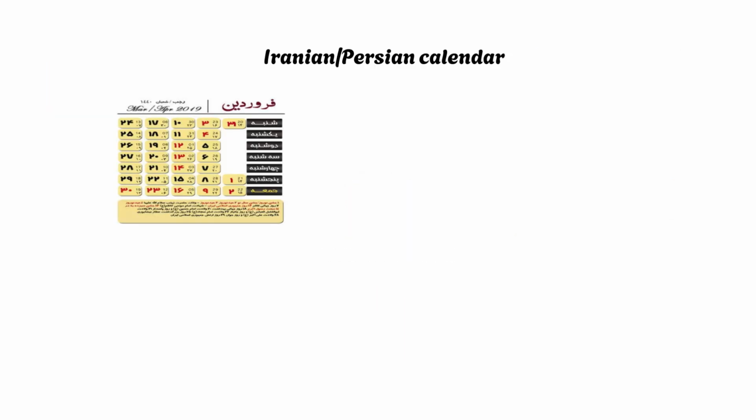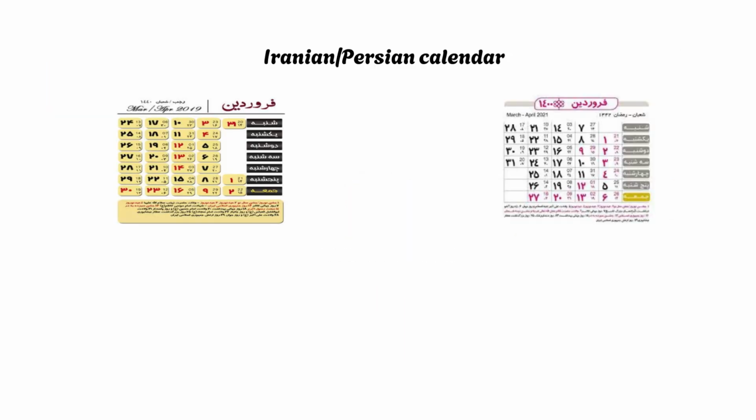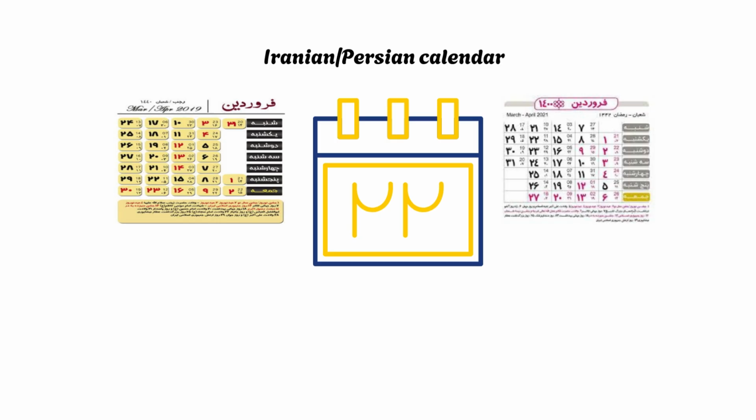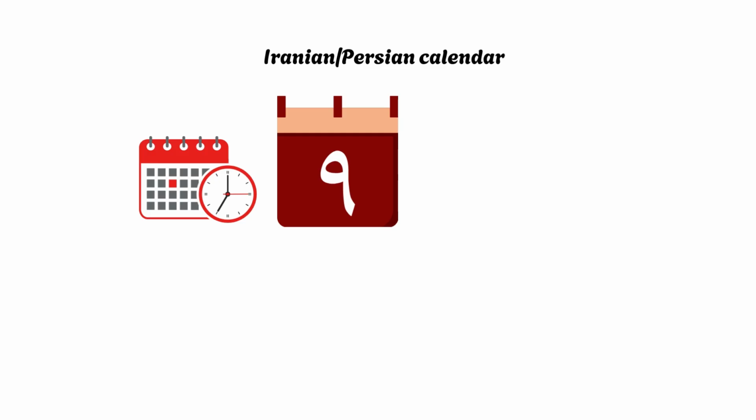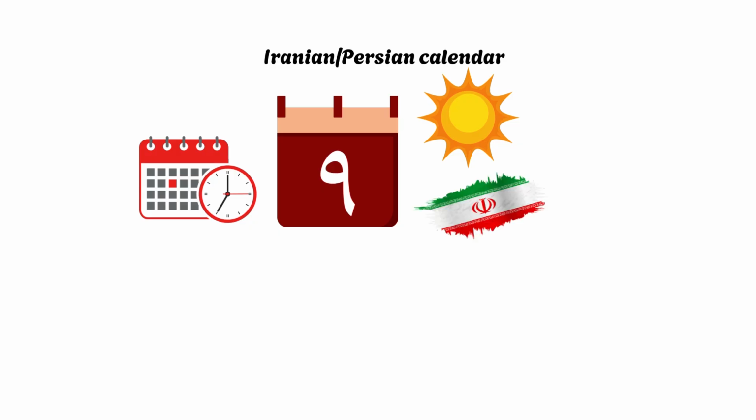Iranian Persian calendar. The Iranian calendar, also known as the Persian or Solar Hijri calendar, is one of the most accurate solar calendars in the world. The New Year Nowruz begins precisely at the spring equinox, usually on March 20th or 21st. It consists of 12 months. The first 6 have 31 days, the next 5 have 30, and the final month has 29 or 30 days, depending on leap years. It is used in Iran, Afghanistan, and nearby regions. Its precision in tracking the solar year makes it ideal for civil and astronomical purposes.